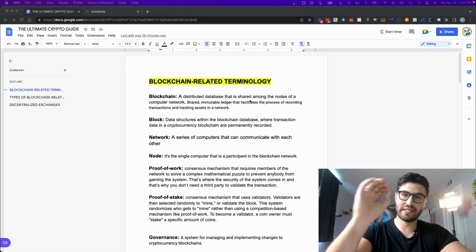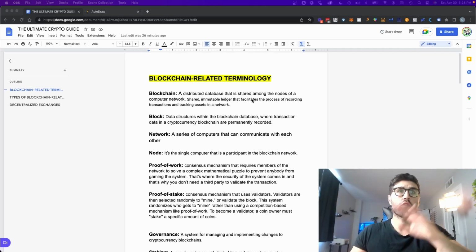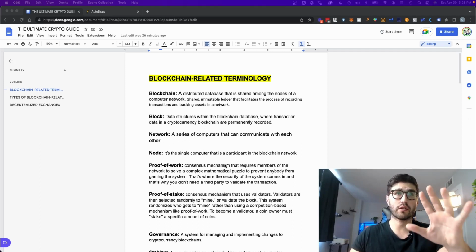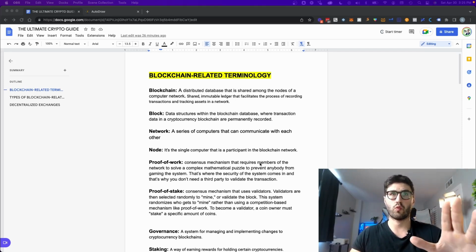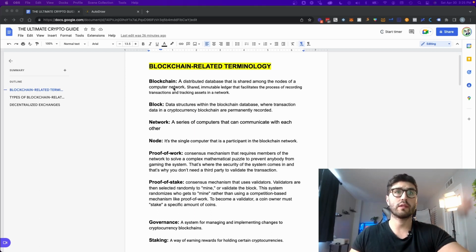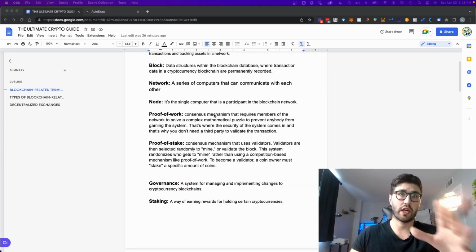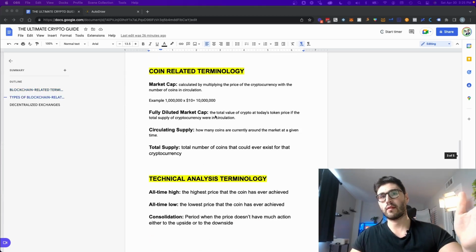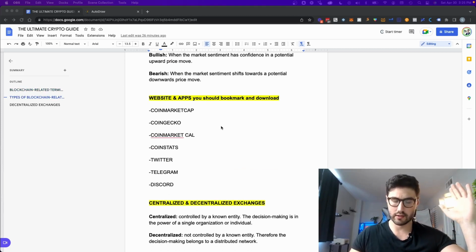All right, guys, so this is how we're going to go over this guide. I grouped a series of terminology that is very commonly used in the cryptocurrency world, and I'm going to explain step by step what all this means. I divided it into blockchain related terminology, types of blockchain related terminology, coin related terminology, technical analysis, websites and apps, and centralized and decentralized exchanges.